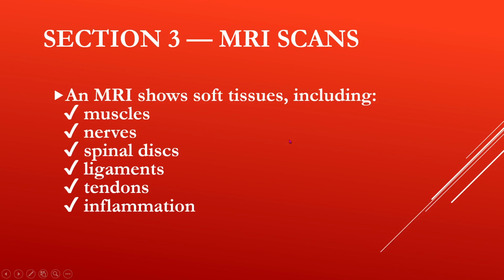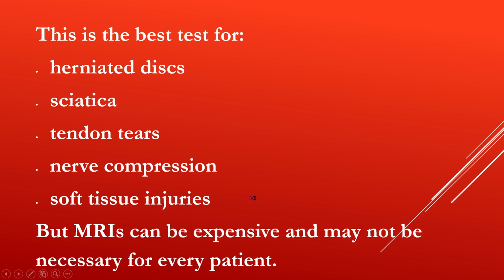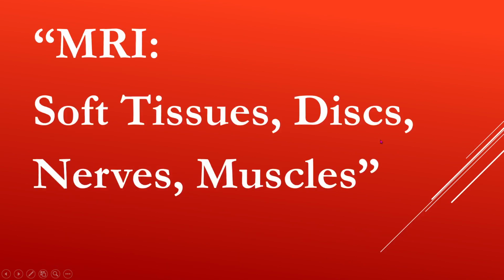We will now move to MRI scans. MRI shows soft tissues, including muscles, nerves, spinal discs, ligaments, tendons, and inflammation. The best test for herniated discs, sciatica, tendon tears, nerve compression, and soft tissue injuries. Only problem is that it can be very expensive. It may not be necessary for every patient. So, summary, MRI shows soft tissues, discs, nerves, muscles.